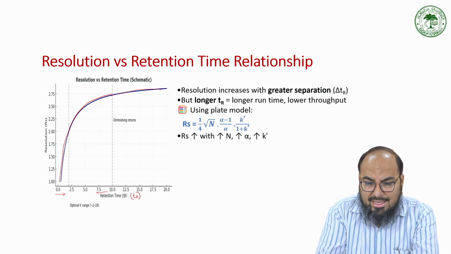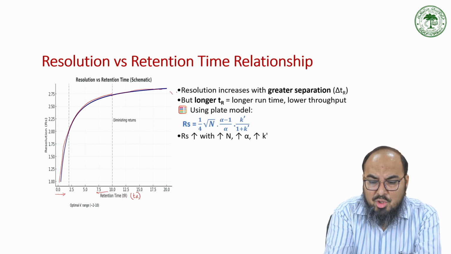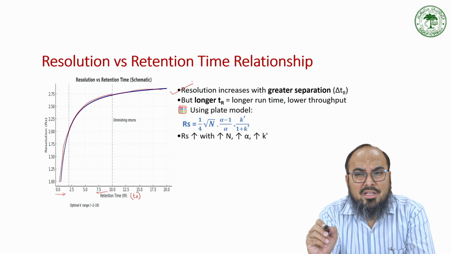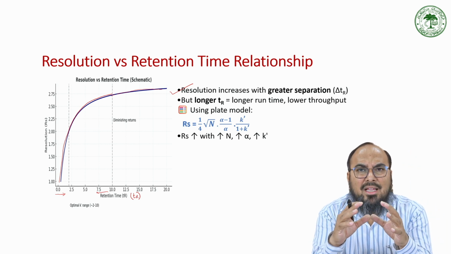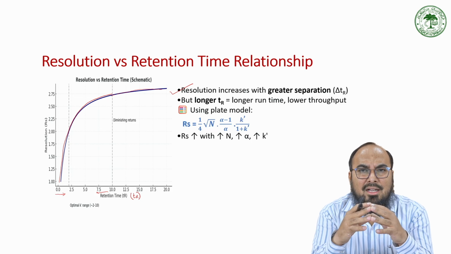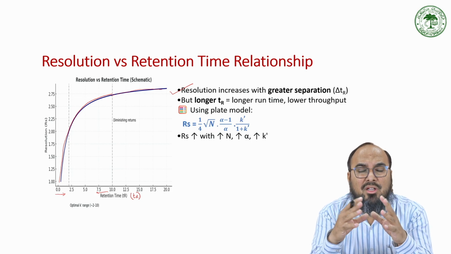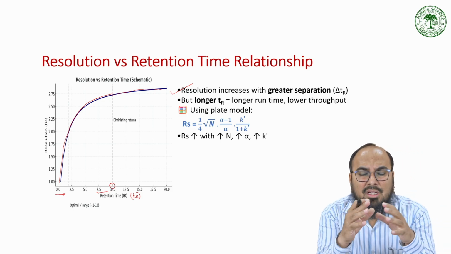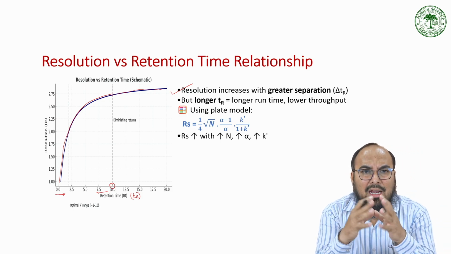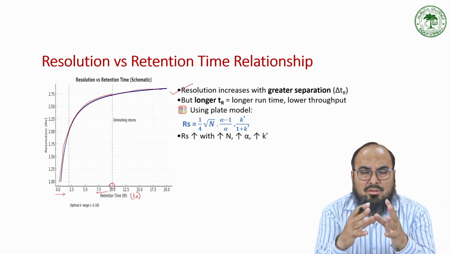So now we have a relationship that resolution increases with increase in TR, but after a certain point the Rs becomes almost constant, that is, Rs does not increase too much with the increase in TR. For example, here we have seen it. Okay, now in the next slide we are going to draw a line of optimization.